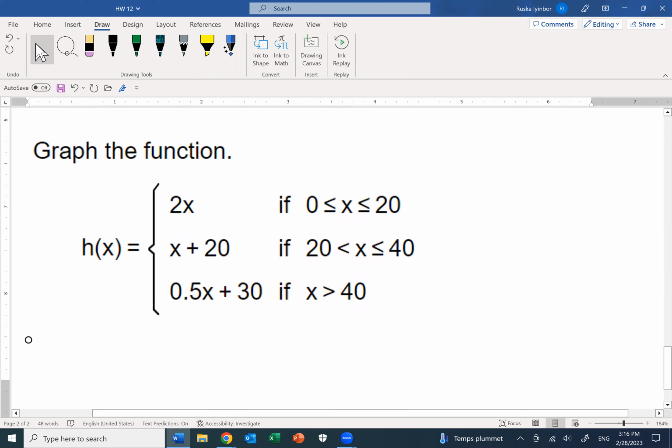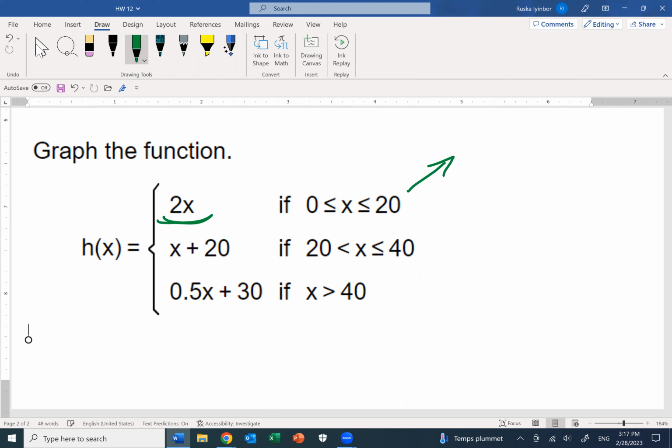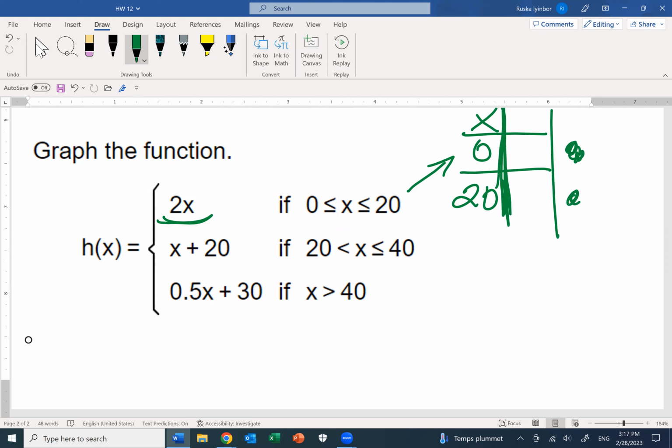So now we're going to graph the first one, which is 2x. And I'm going to use the table. So the interval x is between 0 and 20. So I'm going to use those 2 points. For x, I'm going to use 0 and 20. Those are my 2 x's. Now, both of those points are going to be filled because I have the equals also, right? So this is going to be a filled point. And the other one is going to be a filled point. Okay. So I'm going to plug it in. When I replace x with 0, I have 2 times 0 is 0. That's the y. And when I replace it with 20, 2 times 20 is 40.